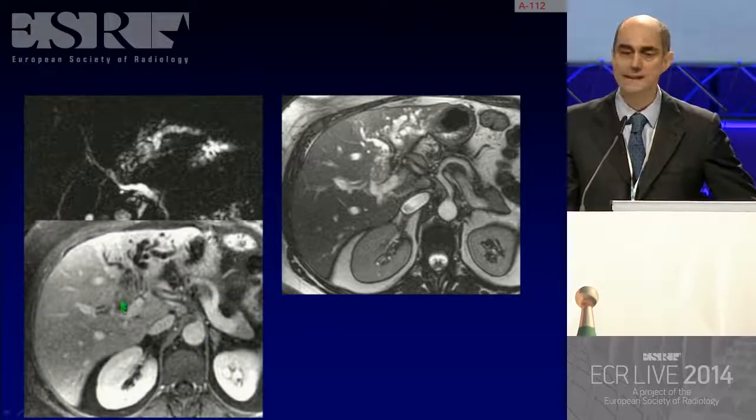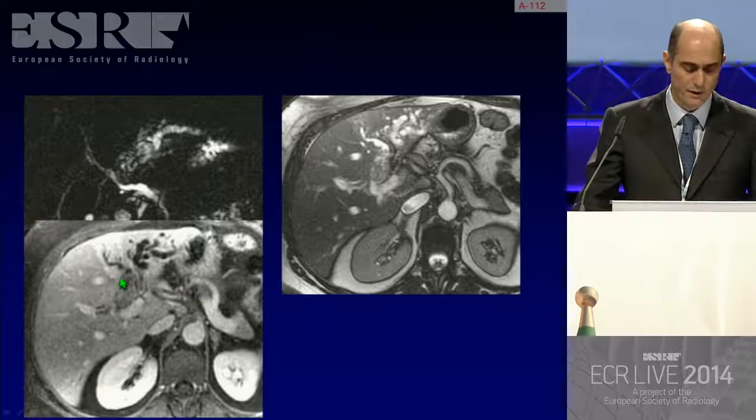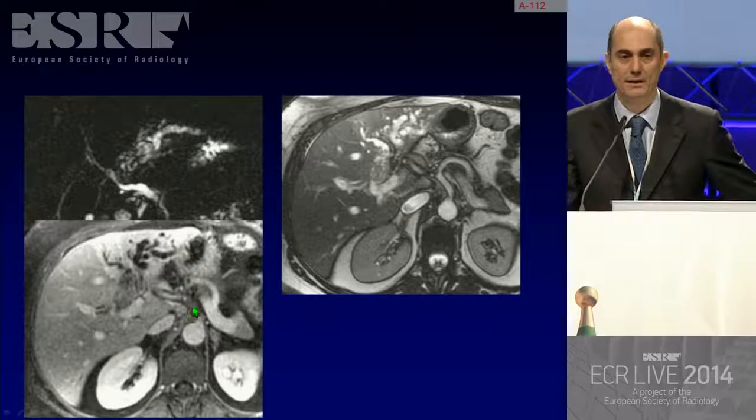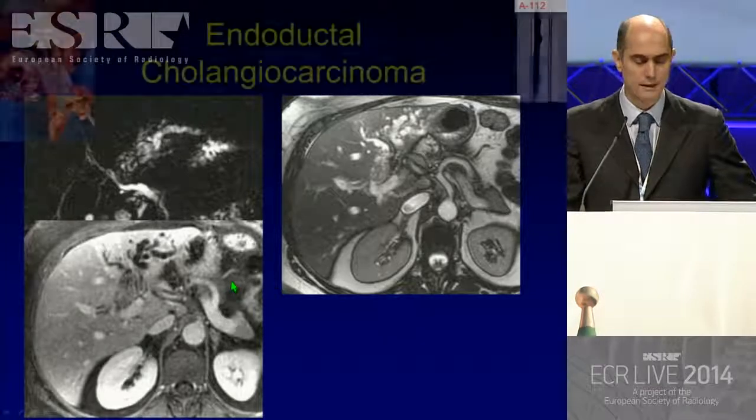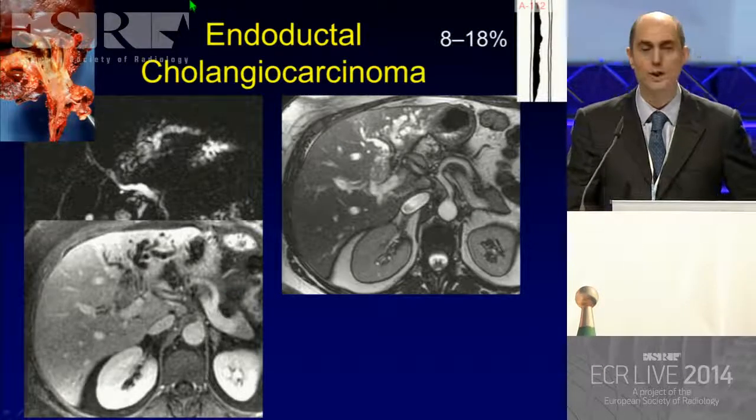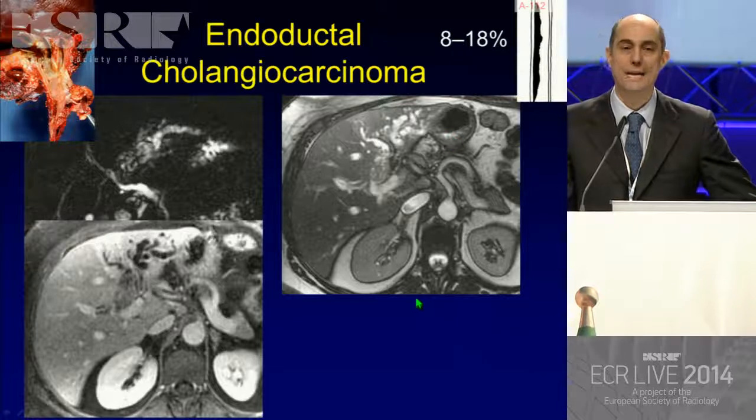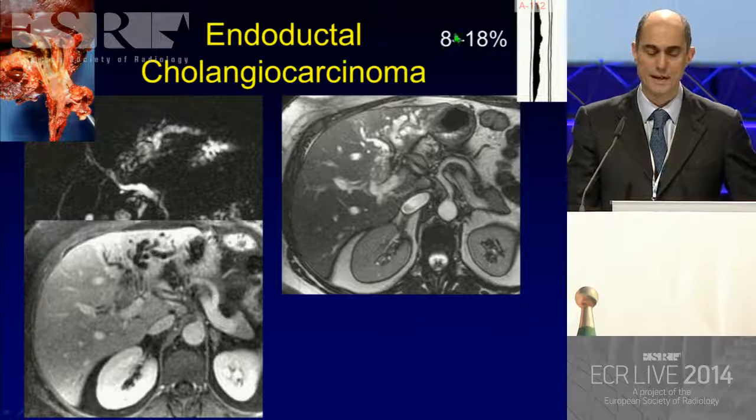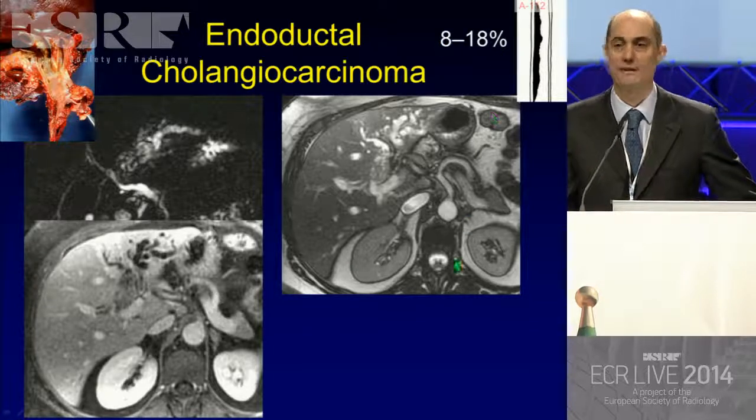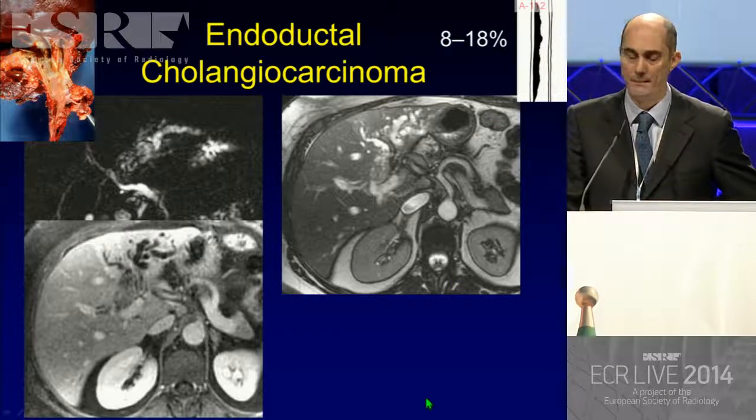In the contrast-enhanced imaging, what we do see here is enhancement of this lesion. Because this is not stone, this is a cholangiocarcinoma that has endoductal growth. And this occurs in between 8 and 18% of cases of cholangiocarcinoma.